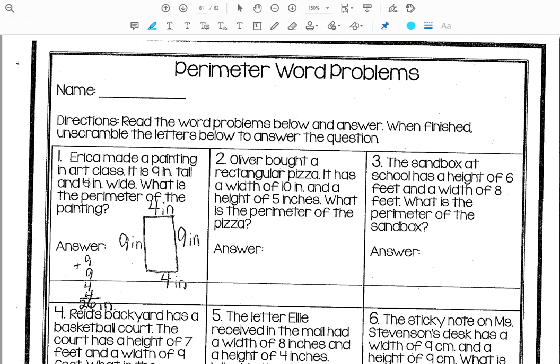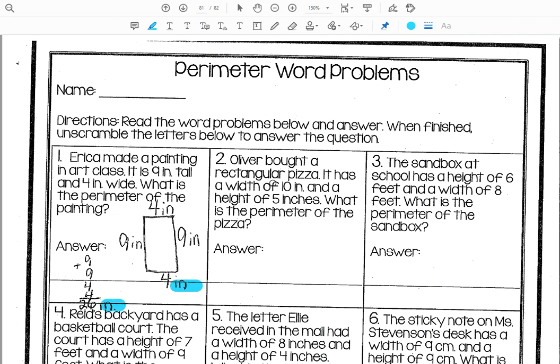Okay, word problems. So let's look at the example they gave us. Erica made a painting in art class. It is 9 inches tall and 4 inches wide. What is the perimeter of the painting? So they drew it, 9 inches tall, 4 inches wide. Well, I know it's a rectangle, so opposite sides are equal. Add up 9 plus 9 plus 4 plus 4, I get 26 inches. Okay? Labels are important.